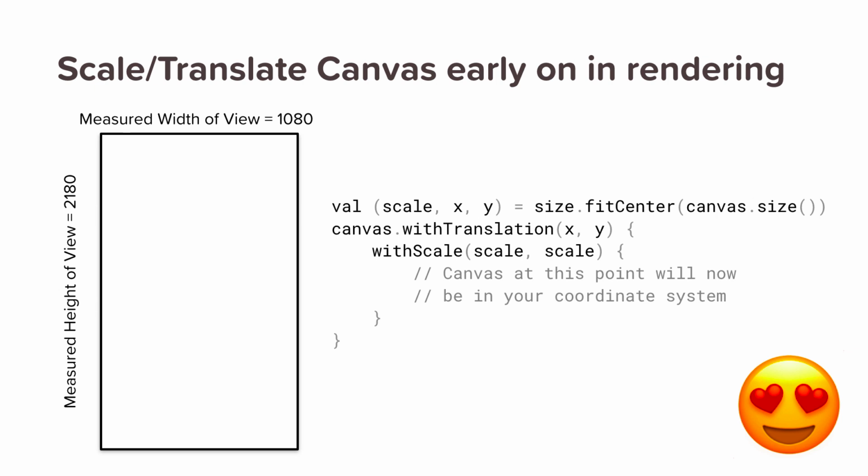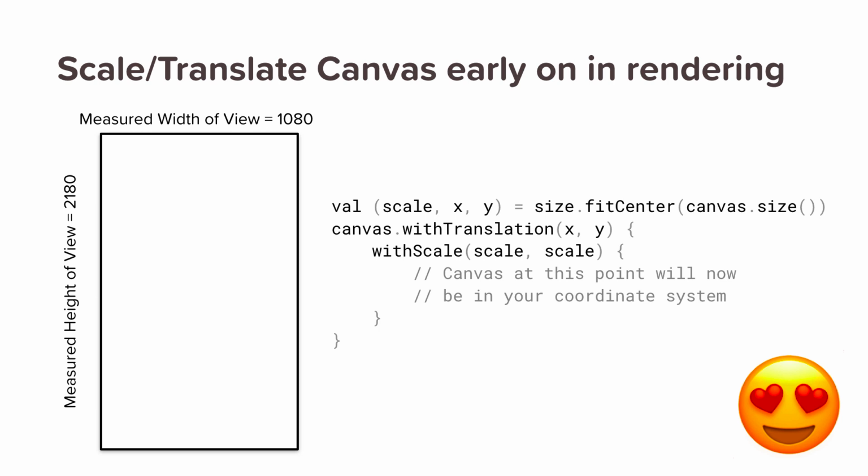And then what you do once you have those values is, early on, just translate your canvas and scale your canvas to the size that you're working in and that you're comfortable with. And that'll make everything else from this point on, you can work with the coordinate system that you are working with. So 0 to 100 or whatever your logical system is.